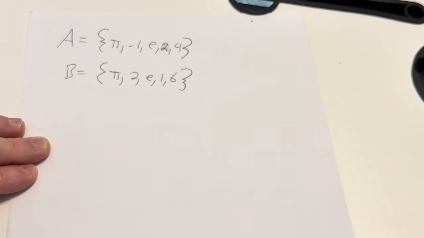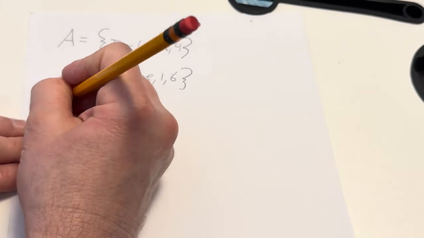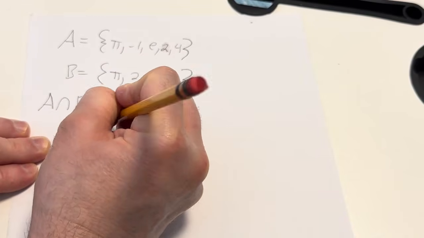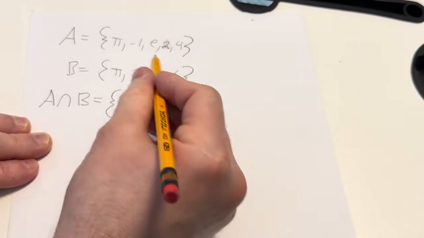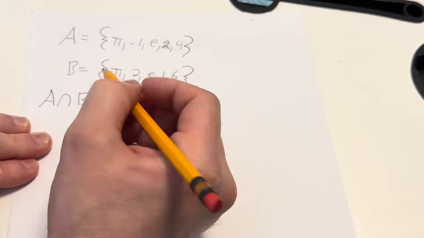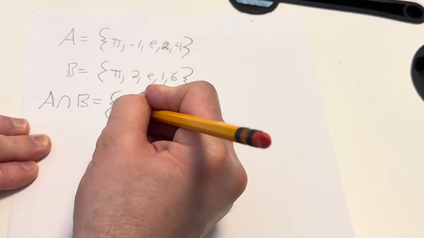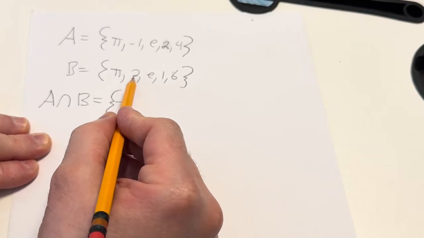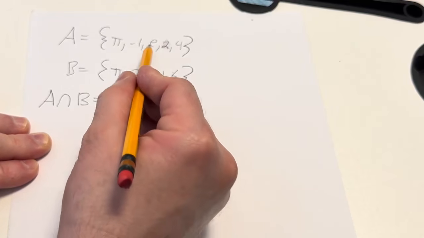Let's start with the intersection. So the intersection is written A intersect B, and the intersection is what the sets have in common. So it's only the stuff they have in common. So they have the pi in common. Do they both have negative 1 in common? No, so it's not in the intersection. They both have 2 and e in common.